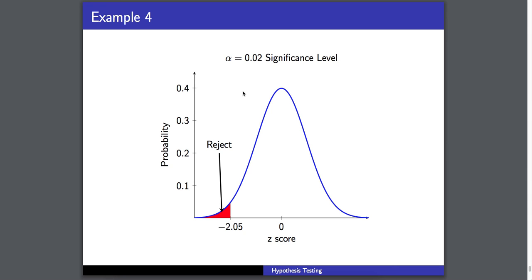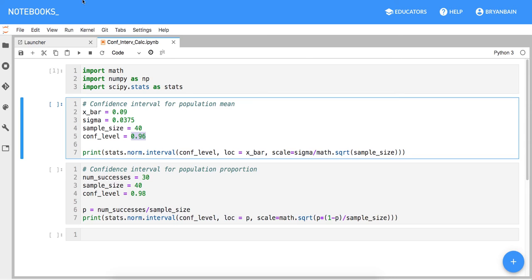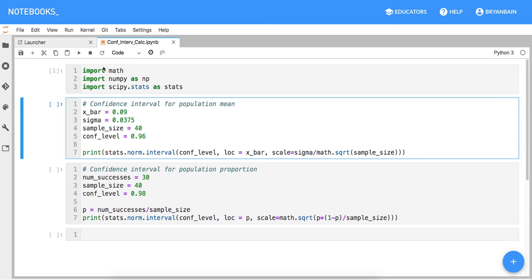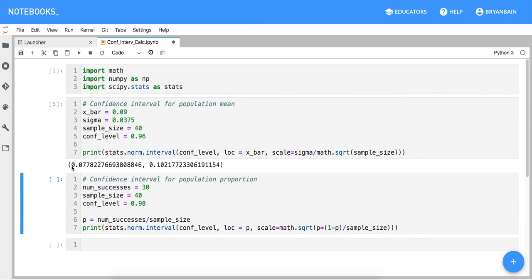So again, if it's a left-tailed or a right-tailed test, and you're going to use the confidence interval approach, especially if you use the code from our confidence interval section, take whatever the significance level is for left and right-tailed, and then double it, and then your confidence level is the complement of that. So again, if we double 2% level of significance here, we get 4%. The complement of 4% is 96% or 0.96. So when we run this code, we get between 0.0778 and 0.1022.